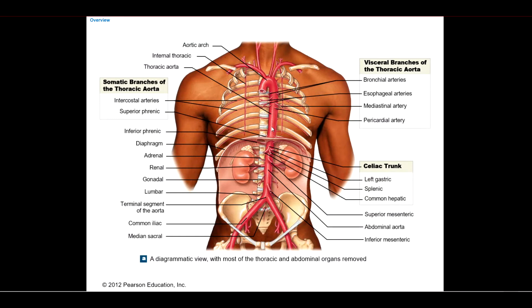Now, we know from a previous lesson that the descending aorta is broken up into two parts. Above the diaphragm, this muscle here, this is known as the thoracic aorta. And then below the diaphragm, this is going to be called the abdominal aorta. So the abdominal aorta basically extends from the diaphragm roughly to about L4, L5. That's about where it ends. So this is going to be the focus of our lesson today.